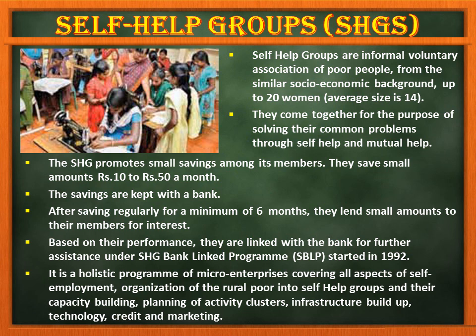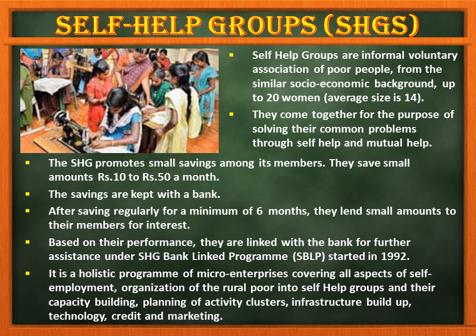It has been formed by the women of the same economic background. Total members should be 20, at least it should be 14. So they all come together for the purpose to solve the common problem. So what they do, they start saving money ranging from 10 to 50 every month. All their savings are kept in a bank. After 6 months, with the total collection, they lend this amount to the members who are asking, with interest.